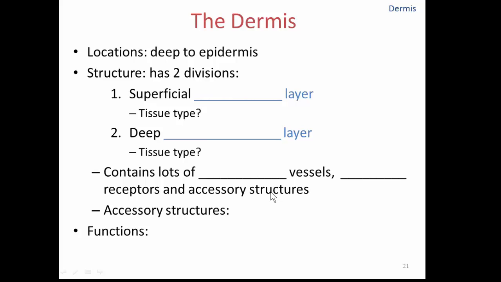In terms of functions, the dermis is obviously very protective, but it also is our main site for detection. So most of our cells involved with touch, for example, are located in the dermis. And also the dermis is involved with excretion because the dermis does produce sweat.